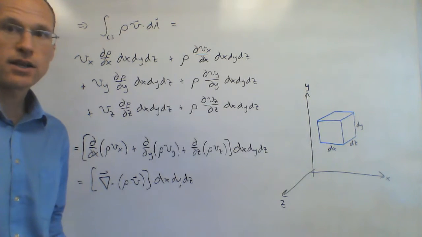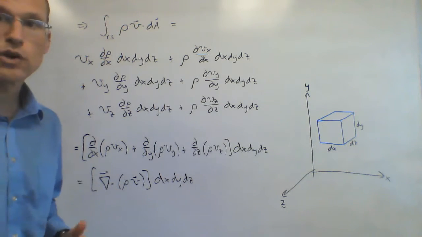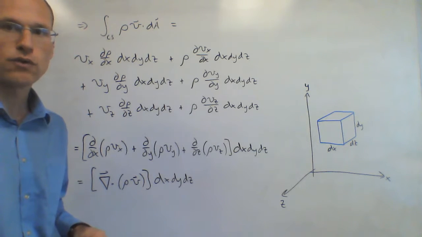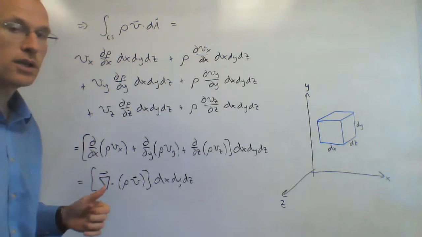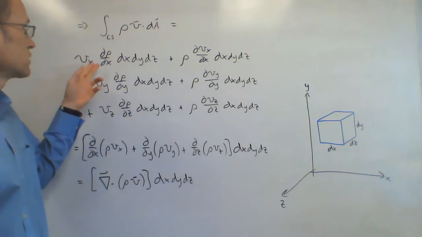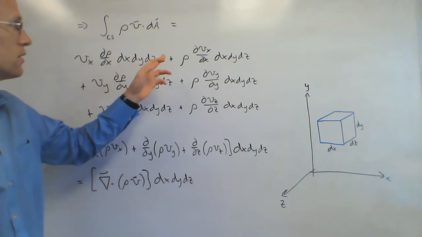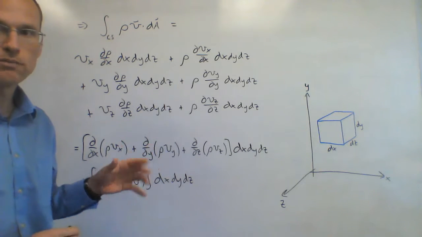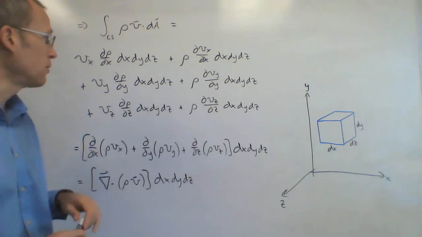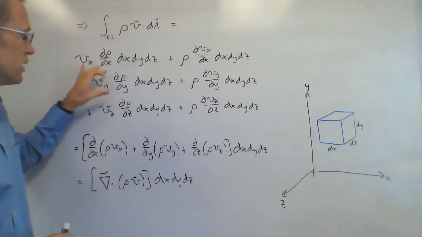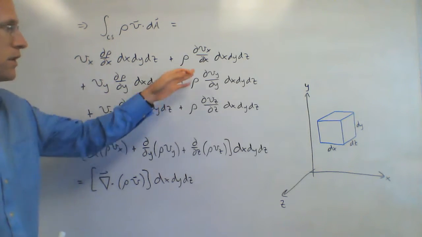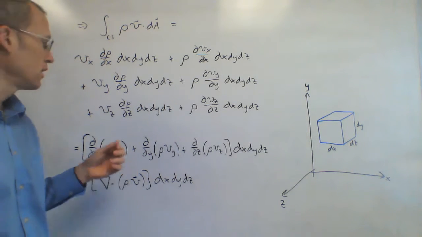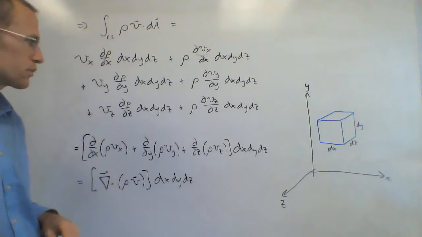So adding all 6 sides together gives me the expression for the second term in my conservation of mass equation, the integral over the control surface. From the right and left sides, I have vx d rho dx dx dy dz, plus rho dvx dx dx dy dz. Top and bottom give me vy d rho dy dx dy dz, plus rho dvy dy dx dy dz. Then front and back give me the same thing with z's.